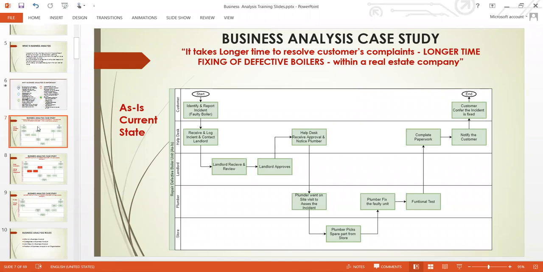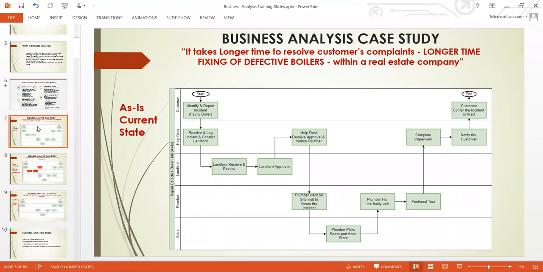It takes this real estate company a longer time to resolve customers' complaints. And this customer's complaint is the fixing of defective boilers. You know, here in the UK, it is a very key issue. Everybody uses a boiler. Sure, a boiler is one of the most valuable home appliances or equipment or resources. So everybody uses a boiler.